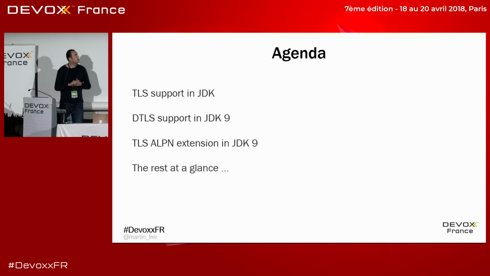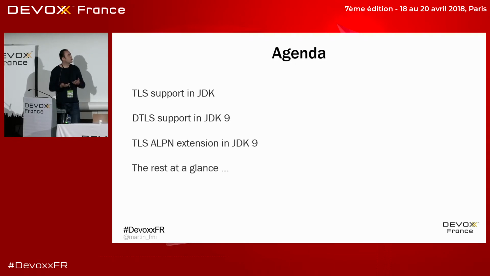So in this session, first I'll start by showing you what's the current state of TLS support in the JDK. And basically, I would like to do a recap of how the JDK provides support for the Transport Layer Security protocol, which is the successor of the SSL series of protocols. Then I'll discuss a new enhancement, which is the support for the DTLS protocol in JDK 9. DTLS is effectively the TLS protocol over an unreliable protocol such as UDP.